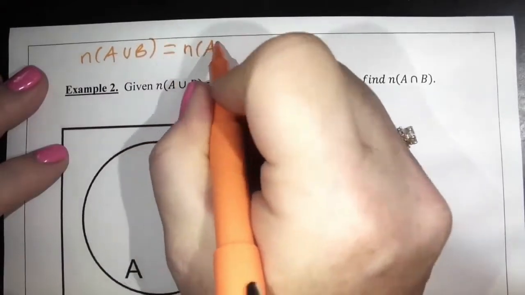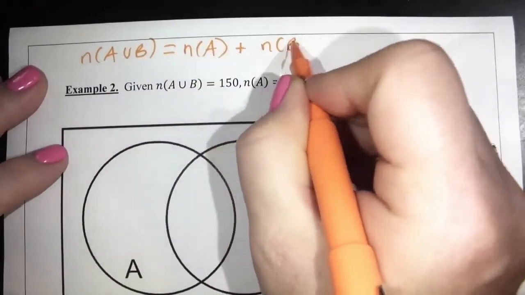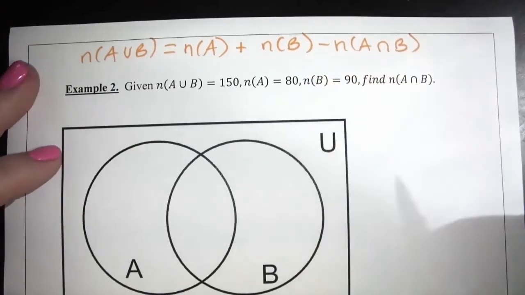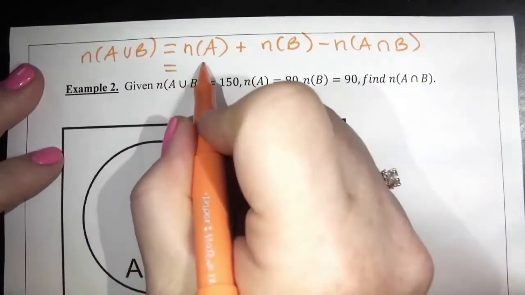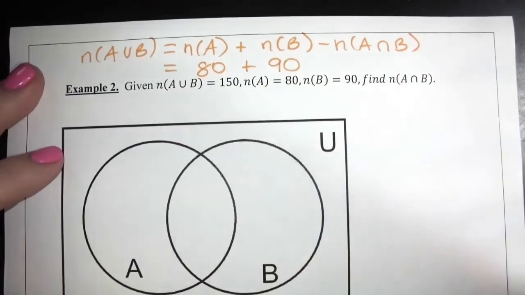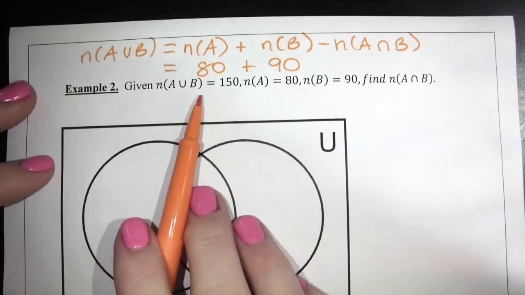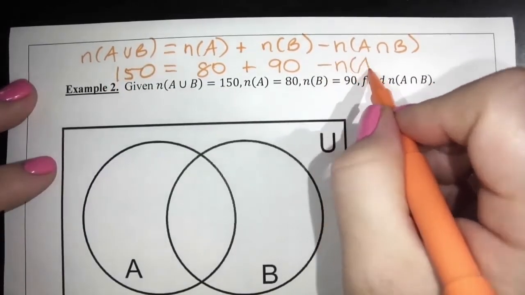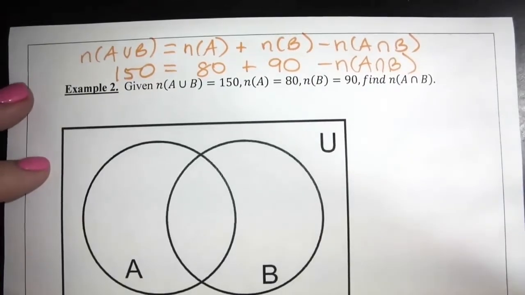Well, it's the number in the first, which is A, plus the number in the second, which is B, minus the number in first and second. And so A is given to us as 80. B is given to us as 90, and we have the left side this time. We have A union B is 150. So we can fill that in, and that's how we can find A and B.